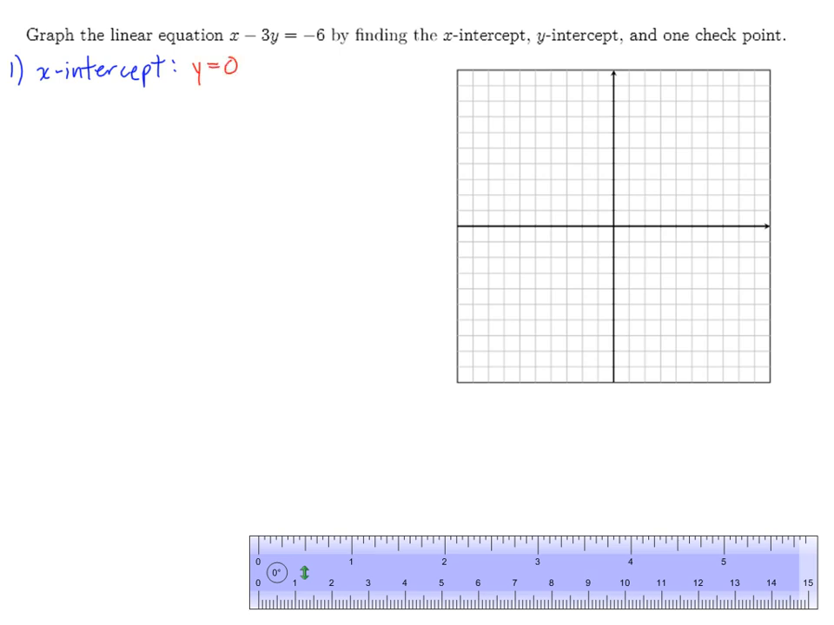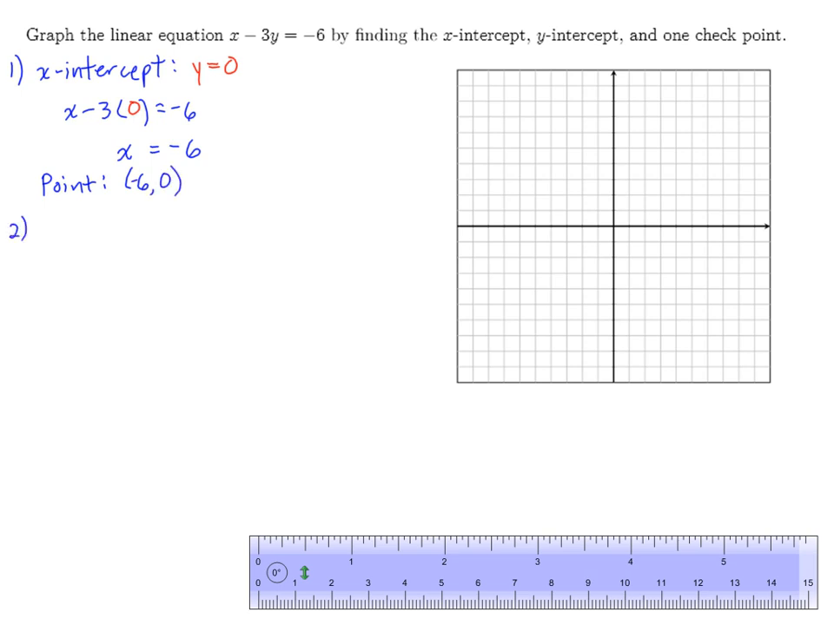So to algebraically find that, I'll replace y with 0 in the equation x minus 3y equals negative 6 and solve for x. So I have x minus 3 times 0 equals negative 6. And that'll simplify then to x minus 0 equals negative 6, which is of course x equals negative 6. So the point that I'm going to graph is the point negative 6, 0.